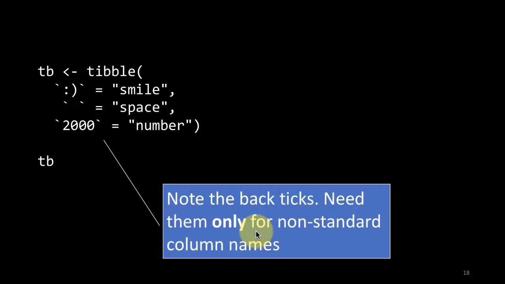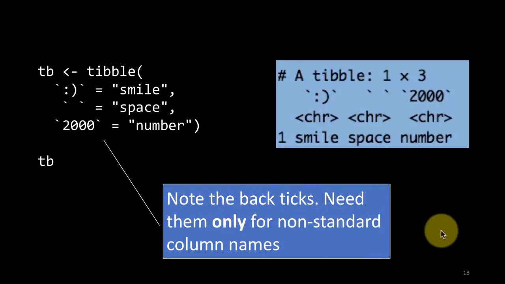So now when you print out the Tibble, just specifying that this is needed only for non-standard column names. When you actually print out the Tibble, you in fact see that the column names are as intended, a smiley and a space and the number 2000, and everything works fine. And notice that all of the data has been read in as character, not as factor. But of course, this time we're not using the read.csv function, right? We're just using the Tibble function.